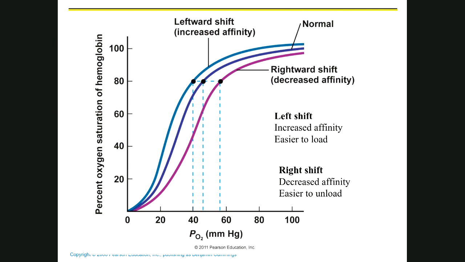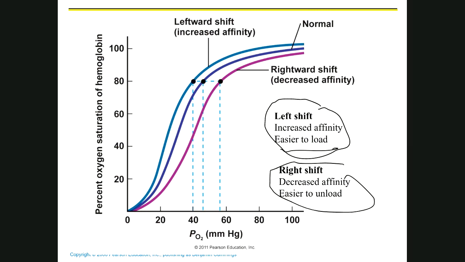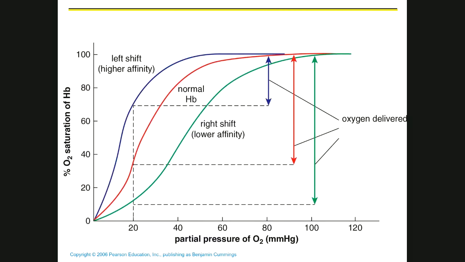And again, here's the same thing. So a left shift increases affinity, easier to load. Right shift decreases affinity, easier to unload. So now all we have to do is figure out what is making it move. What makes that happen?